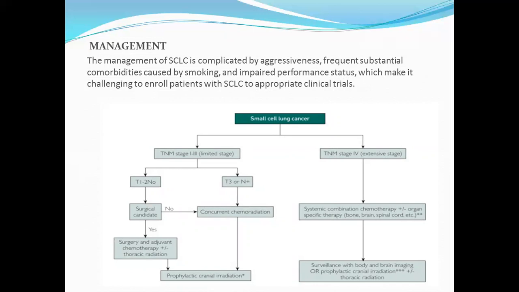As you can see, small cell lung cancer is divided into limited stage and extensive stage. Limited stage is limited to the lung specifically, like T1 to T3, surgical candidate, concurrent chemo-radiation, surgery, adjuvant chemotherapy, then prophylactic cranial irradiation. But extensive stage is dangerous, as it spreads and can affect both lungs. We give systemic combination chemotherapy, and then surveillance with body and brain imaging or prophylactic cranial irradiation, and thoracic radiation.